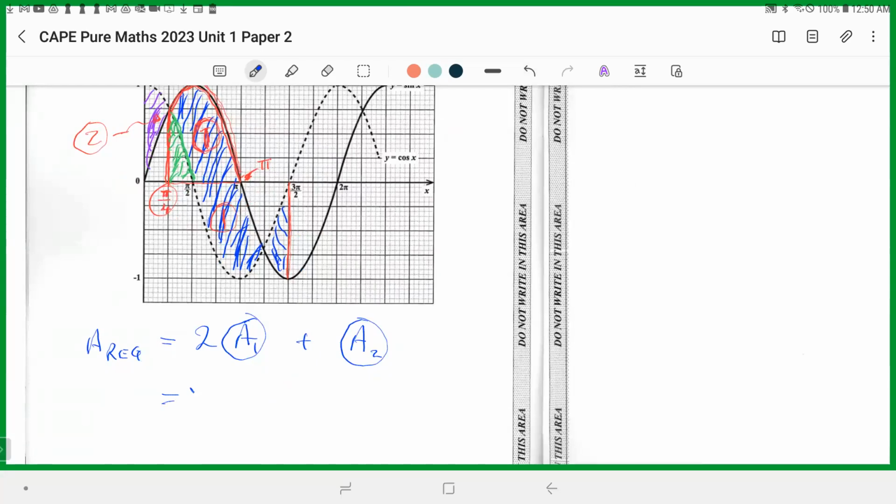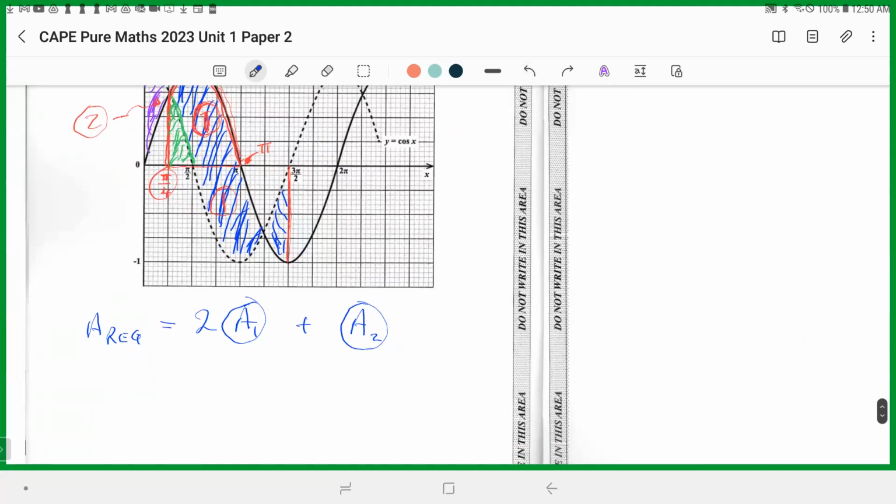Can we correct them all separately and then drop them in this time? So let's work out area 1 now. This is what I want. I'm going to work out area 1 and area 2 separately. All right, so I already know.